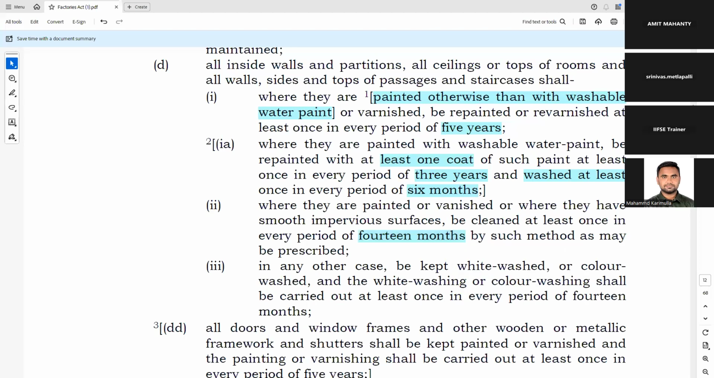Okay. Where the paints are varnished, they have smooth impervious surfaces. Those have to be cleaned. When I say pervious surfaces, they can absorb. When you say impervious, it is nothing but they won't absorb any water.